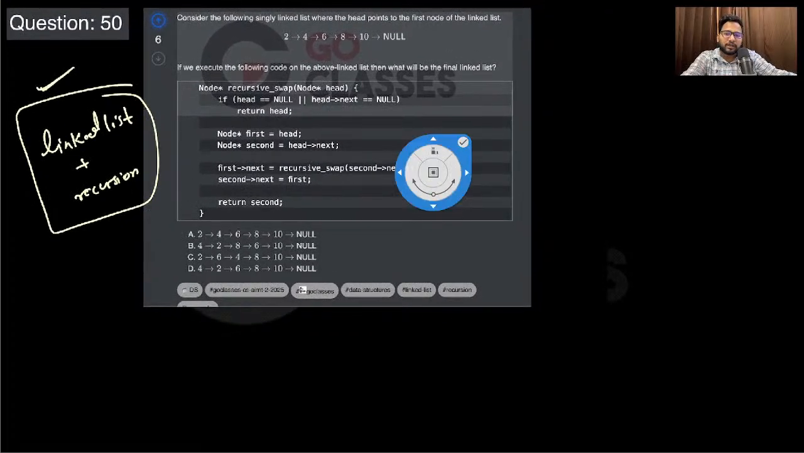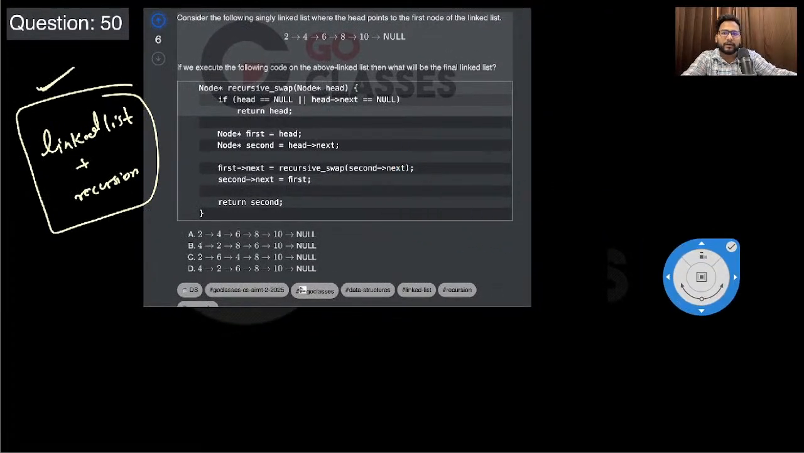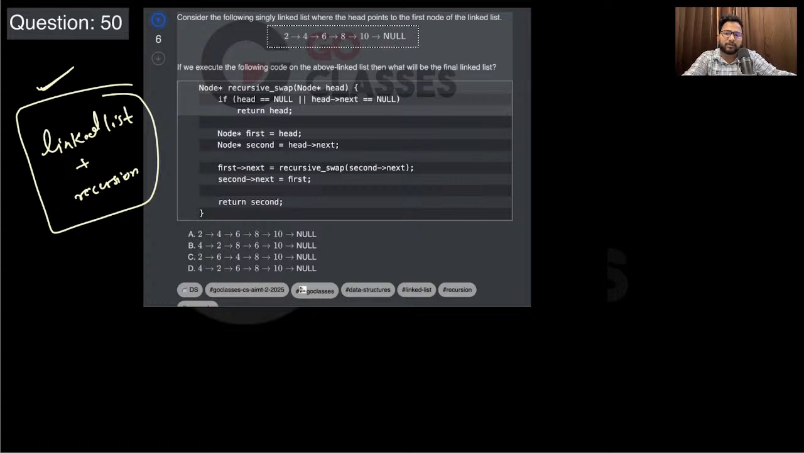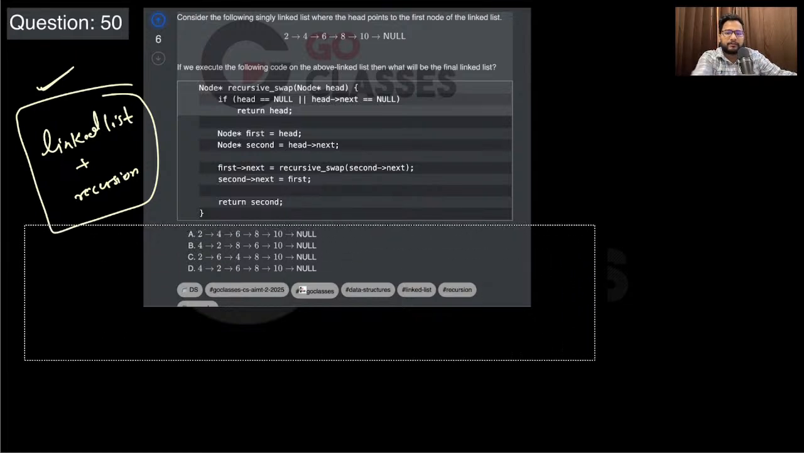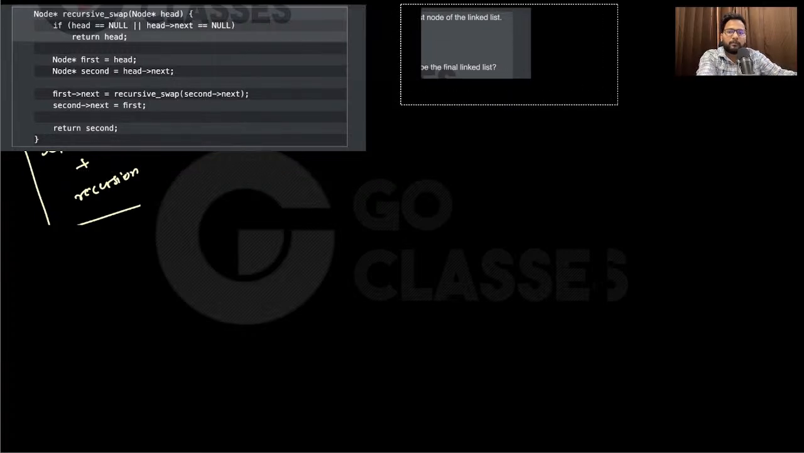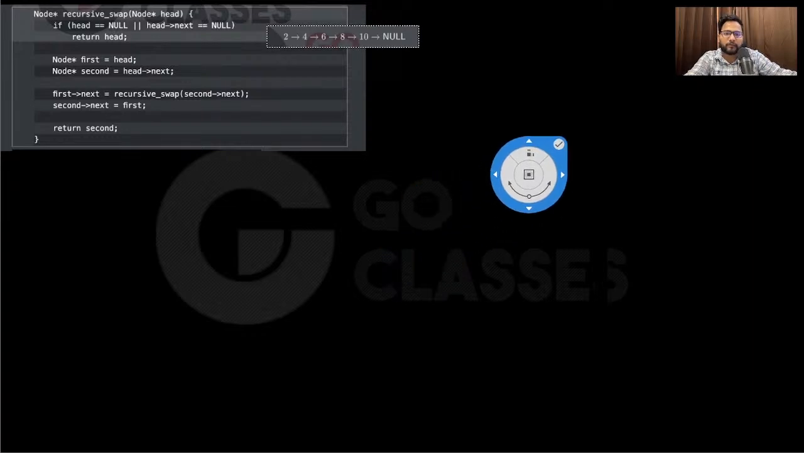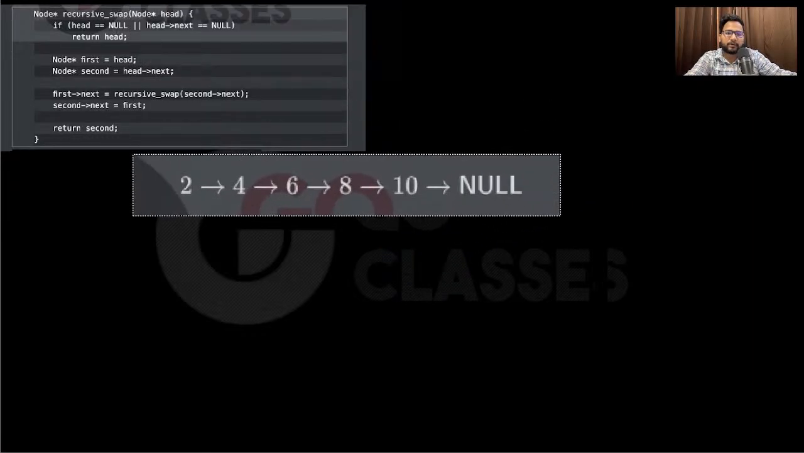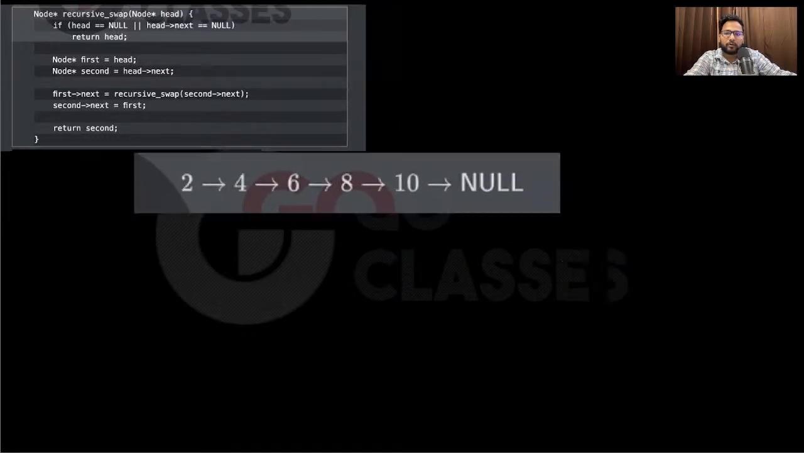So what they are saying is that you have a linked list which looks something like this. And there is a function. Let's see this question very carefully. Let me put this function on the side, so you can see the complete function, and then I will run this function on the given linked list. This is the given linked list that we have here. Now let's try to run this given function on this linked list.